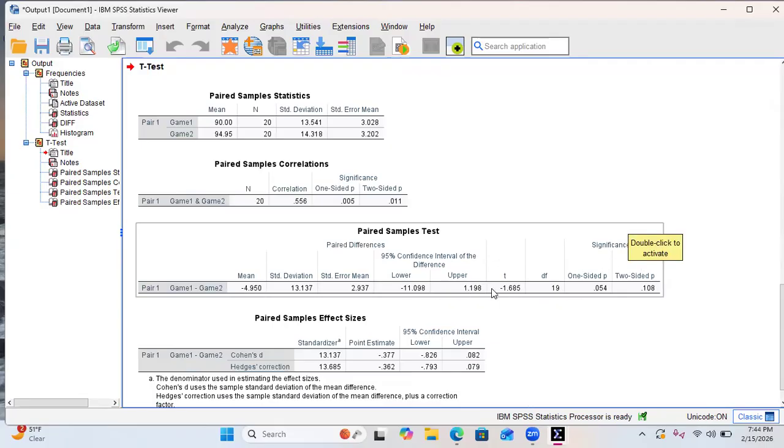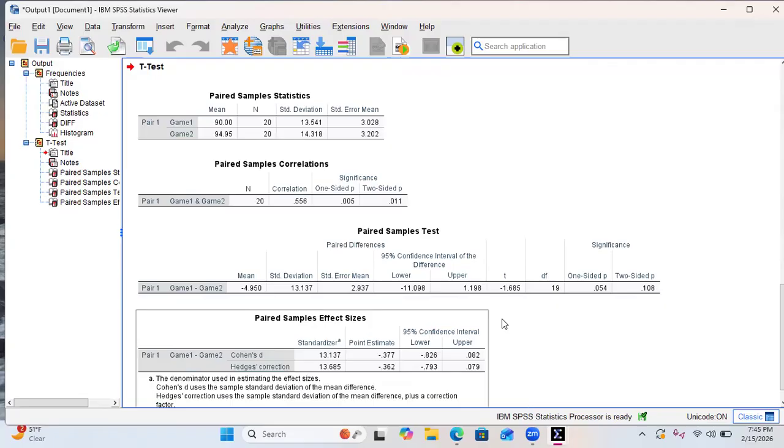Again, we have that t value of negative 1.685. We have a degrees of freedom of 19. Our one-sided p is 0.054, and our two-sided p-value here is 0.108 of that significance. So again, because it's greater than 0.05, we would fail to reject the null hypothesis. And even our Cohen's d effect size reflects that failure to reject the null hypothesis.